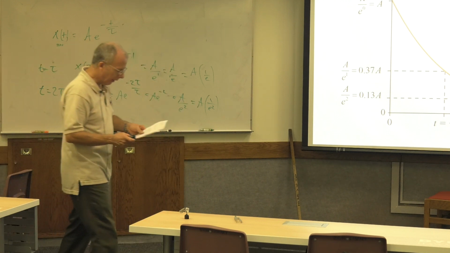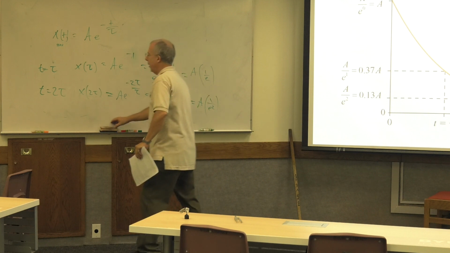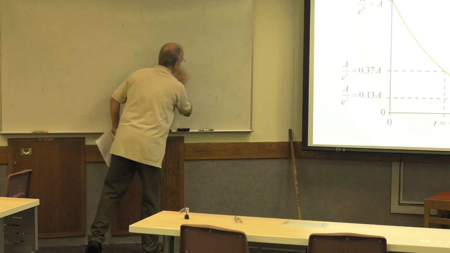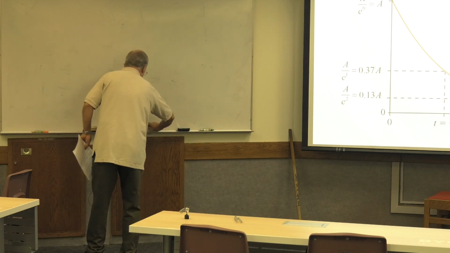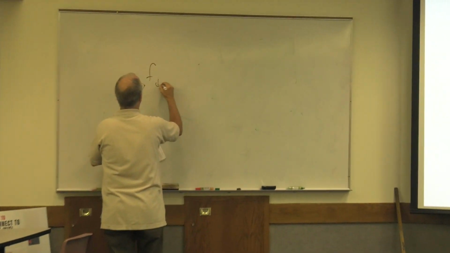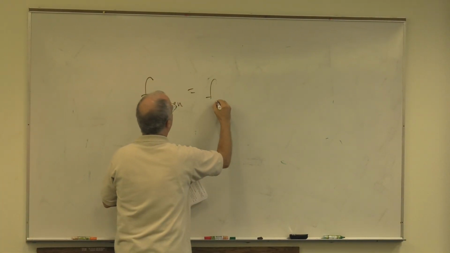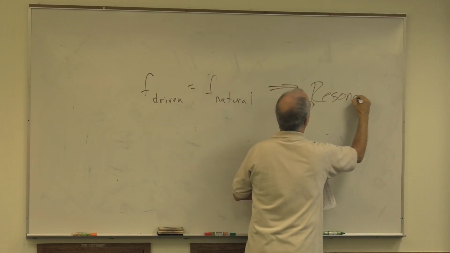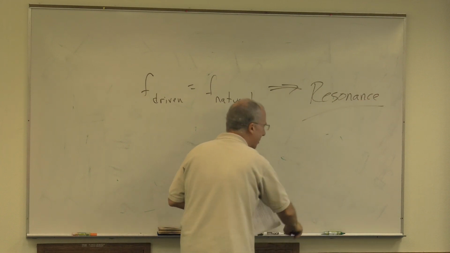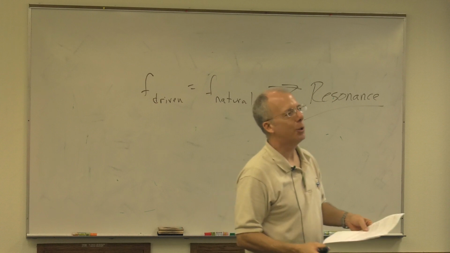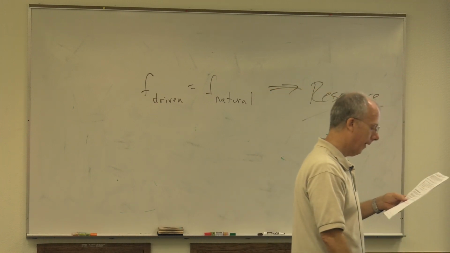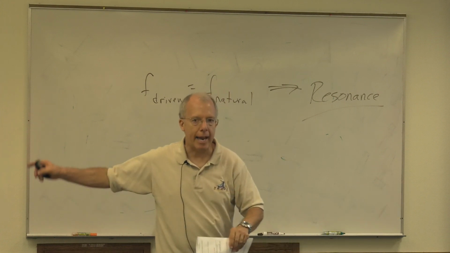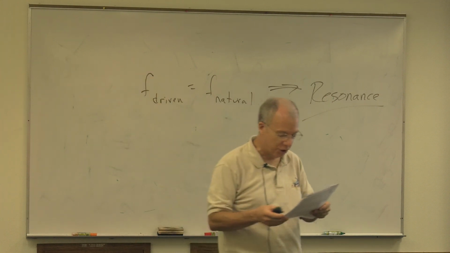Now, when you have a situation where the driven frequency is exactly equal, so F driven equals F natural, that's called resonance. Why do we care about that? You just hold your horses and you'll see. All right? Resonance. So you can get really, really large amplitudes. Now let's say you have no damping or really small damping. Then the amplitude is going to get gigantic. The energy is going to get gigantic.